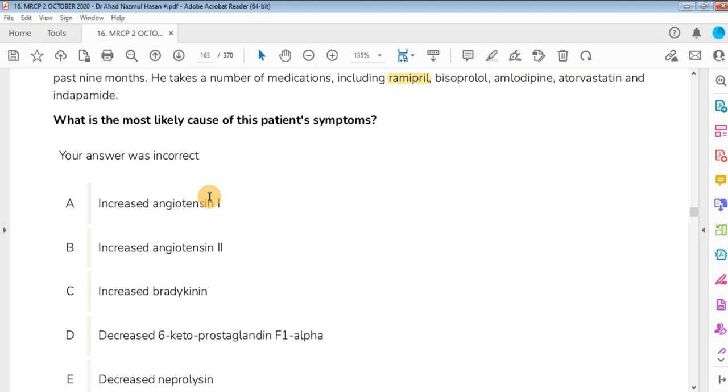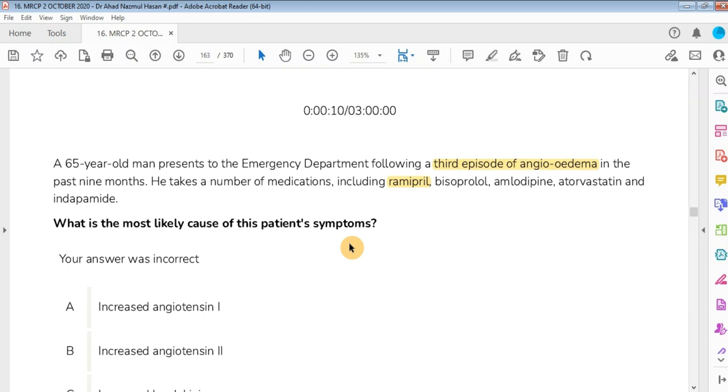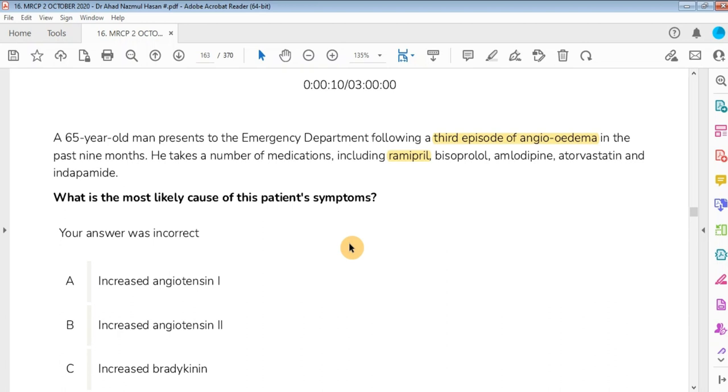What is the most likely cause of this patient's symptom? Increased angiotensin 1, increased angiotensin 2, increased bradykinin, decreased 6-keto prostaglandin F1 alpha, decreased neprilysin. A 65-year-old man presents to the emergency department following a third episode of angioedema in the past 9 months. He takes a number of medications, including ramipril, bisoprolol, amlodipine, atorvastatin, and indapamide.